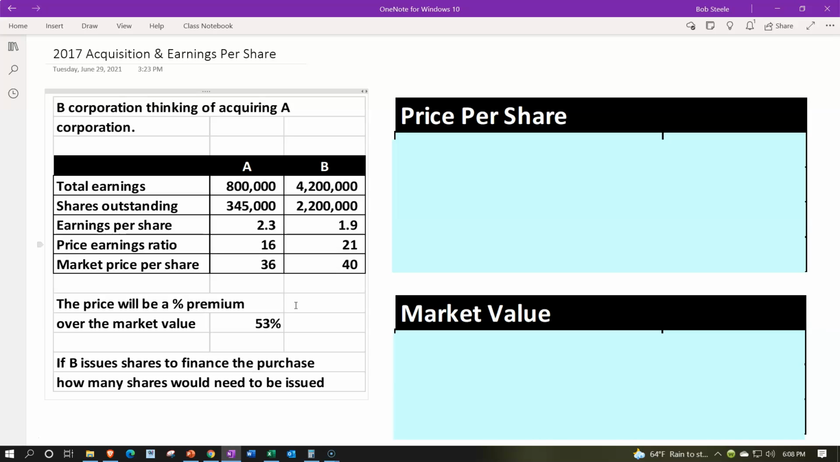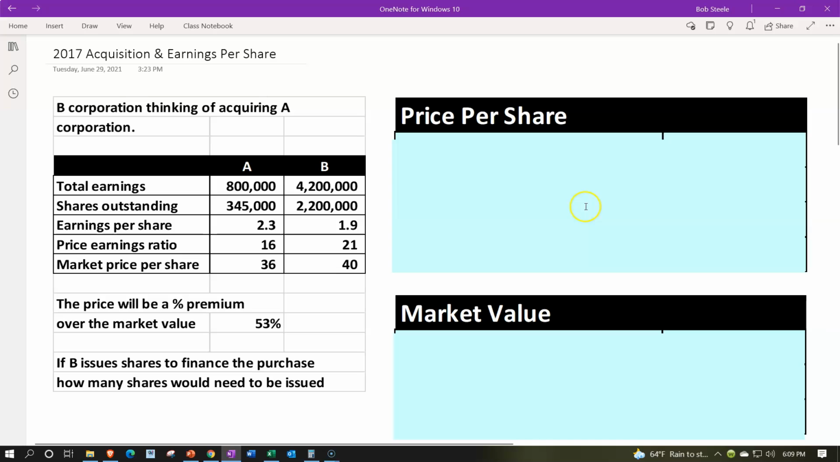Okay, so if B issues shares to finance the purchase, how many shares would need to be issued? We're going to assume that B is financing the purchase through the issuance of shares. So once we know what the price is, we have to determine how many shares B would then have to issue in order to pay for it. And we can use their price of $40 to calculate that.